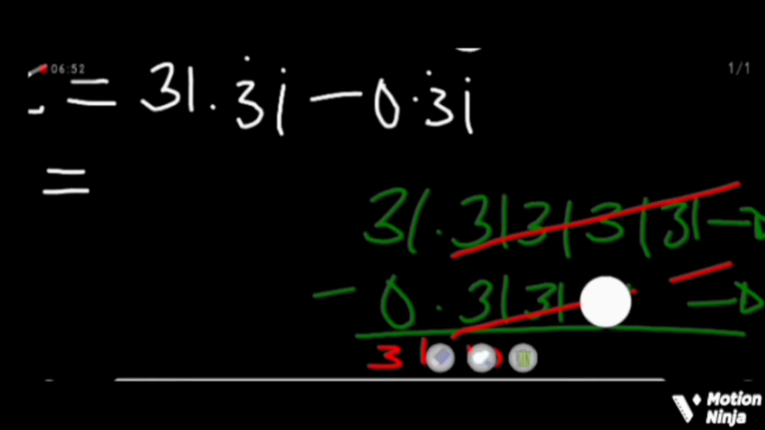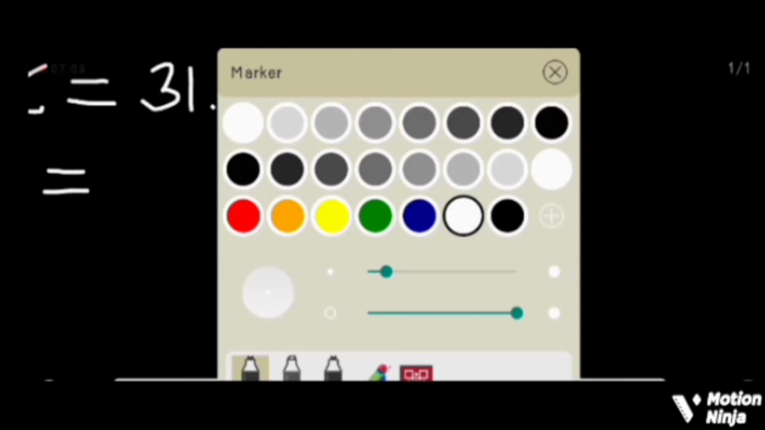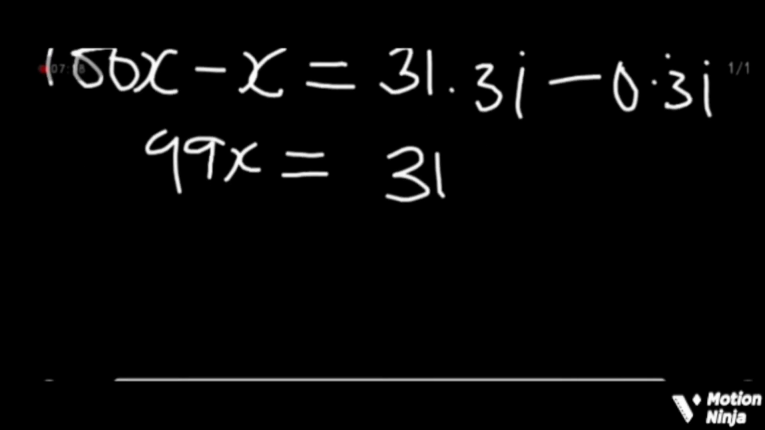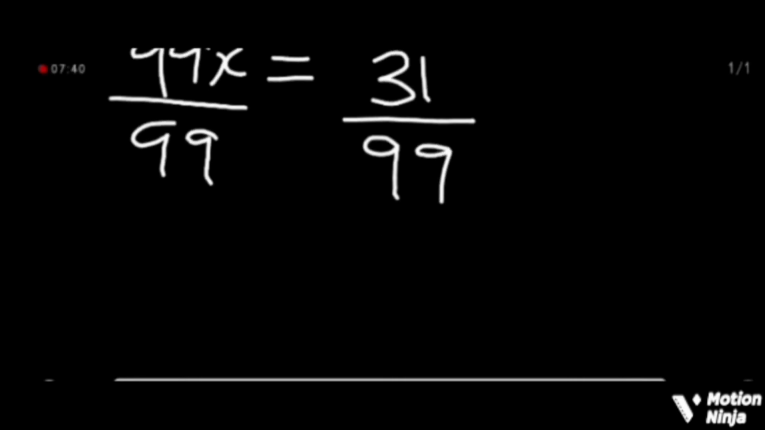So let us grab here. Now here will remain 31.0, which always will be equal to 31. So step number 4, we are supposed to remain with x. So what we are going to do is to divide by 99 on both sides. So here the answer will remain x. Answer will be x is equal to 31 over 99.